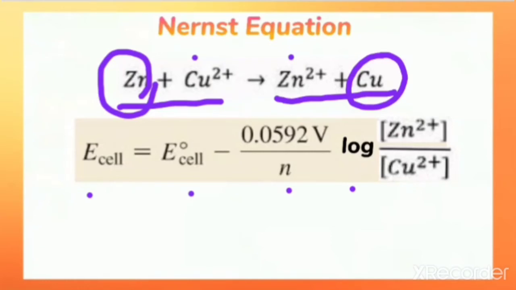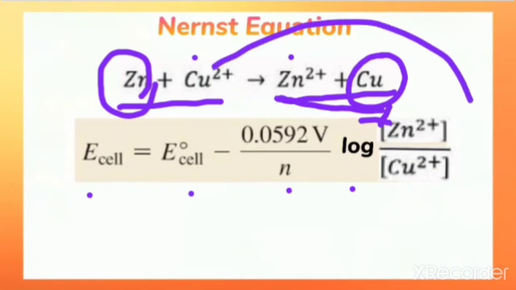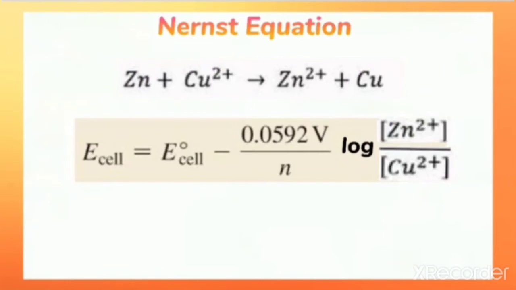Which one is on the product side? On the product side is the zinc ion. So that will come in the numerator, and what we have on the reactant side comes in the denominator. So how will you learn it? It is the concentration of the product divided by the concentration of the reactant. That is why the zinc ion is written in the numerator and the copper ion, from the reactant side, in the denominator.